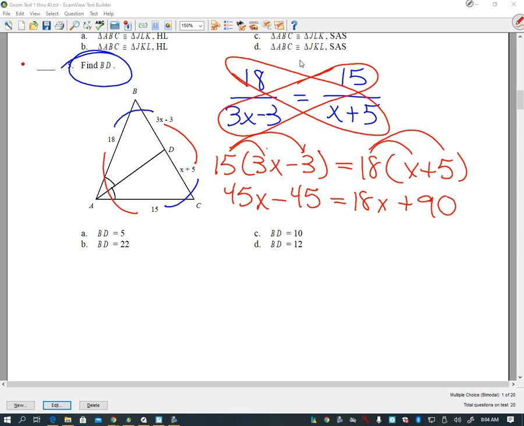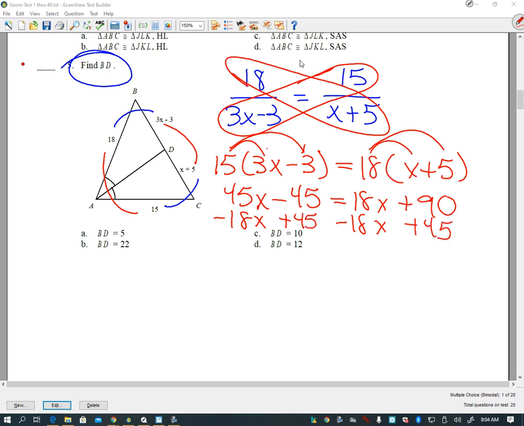Now we've got it into something a little bit more workable for us, a little bit more standard. What am I solving for first? X. How do I do that? Subtract 18x from both sides, but not just anywhere. I'm going to subtract it from the 45x. Okay. And what else? Add 45 to both sides, specifically the 90.